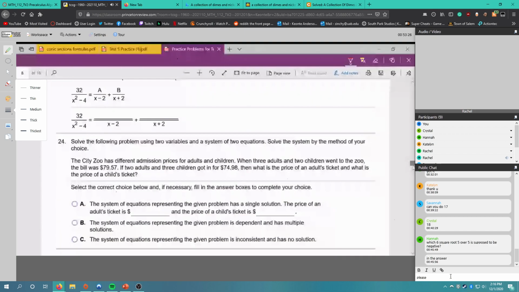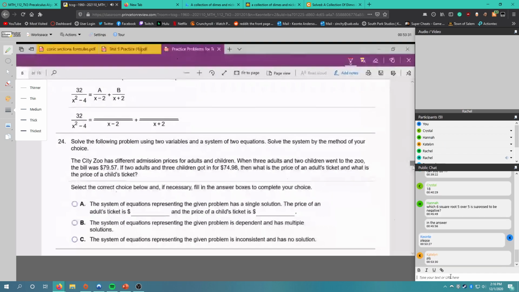So it says a city zoo has different admission prices for adults and children. So you got 3 adults and 2 children. They're going to go to the zoo for $79.57. And then this one has 2 adults plus 3 children, and they're going to go for $74.98.